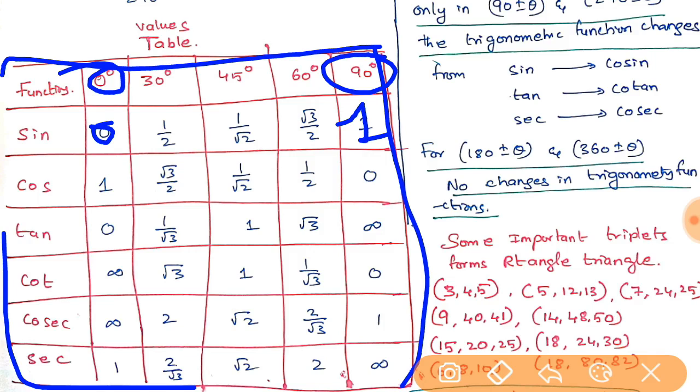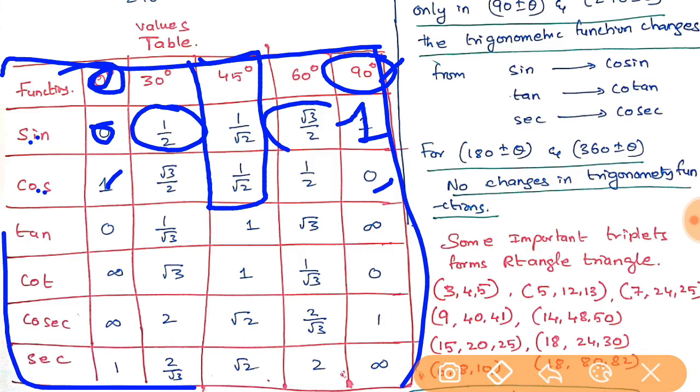Okay friends, for cos it is quite the opposite. For cos 0 it is 1, and for cos 90 degrees it is 0. The sin and cos values are the same for 45 degrees, that is 1 by root 2. Sin 30 degrees is half, that is 1 by 2, and sin 60 degrees is root 3 by 2. For cos it is vice versa. It's not that you don't know these values, but we are revising them.